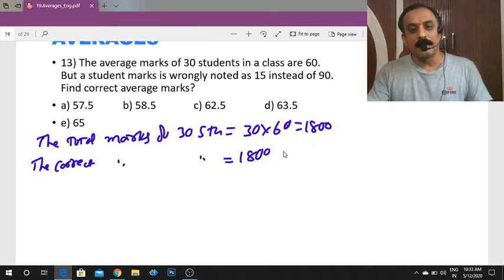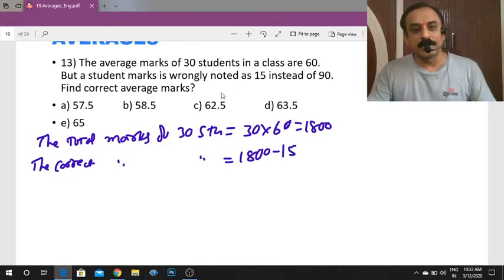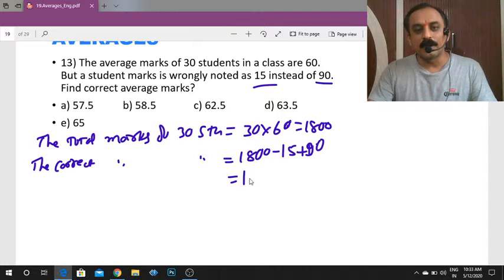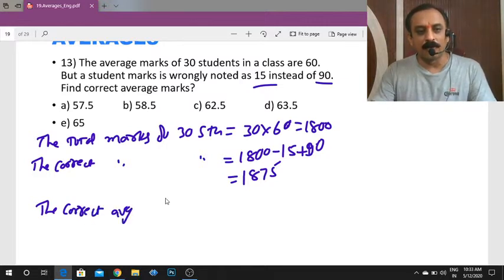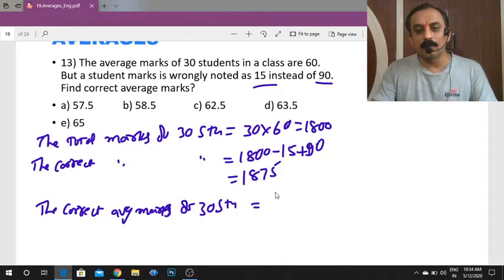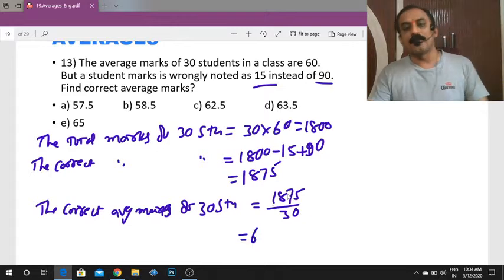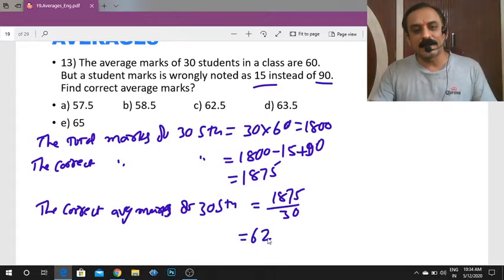From 1800, subtract the wrong marks. Actually the student got 90 marks, but it was wrongly noted as 15. So subtract the wrong marks, then add the correct marks. The correct marks is 90. So it is equal to 1875. Now the correct average marks of 30 students is 1875 by 30. 3 sixes are 18, 75 is there. 3 twos are 6, so 60, remainder 15.